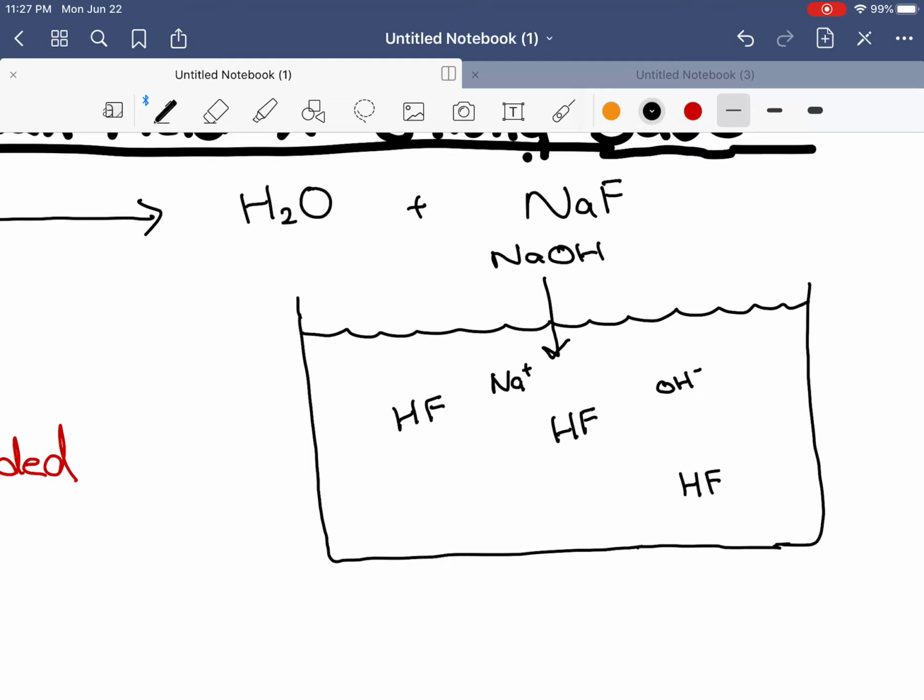Now, this is the cool part. OH- will react very quickly with HF. It will grab an HF and say, hey HF, dissociate and give me H plus and F minus. And once it does, H2O will form, and F minus will form. So far, what we know is that this HF is gone, along with OH. So OH and HF will be gone, and they would become H2O and F minus. Okay, that's exactly what's going to happen.